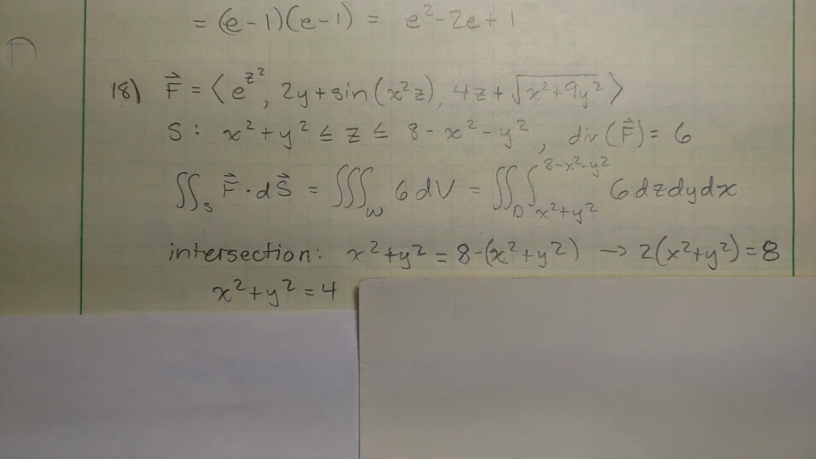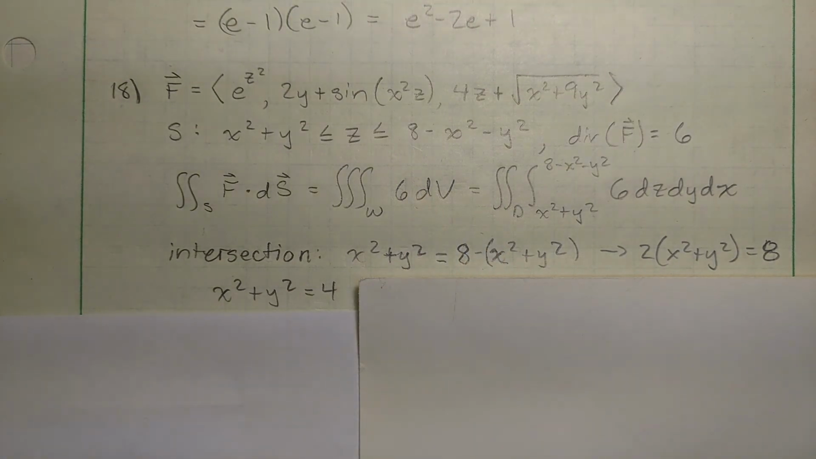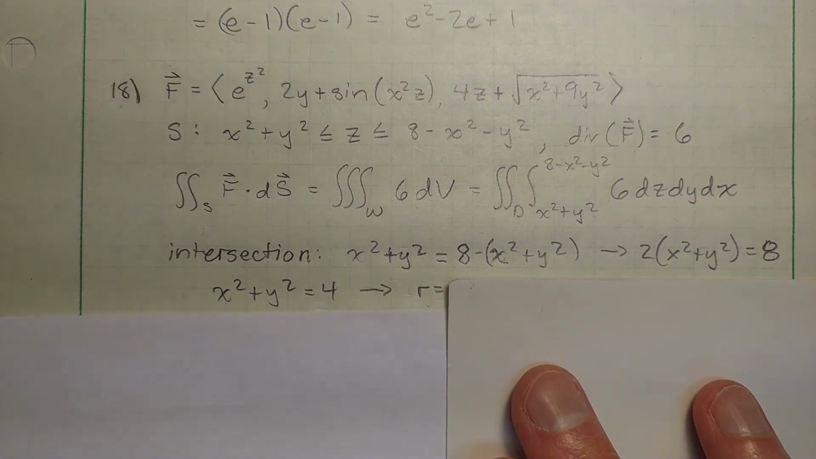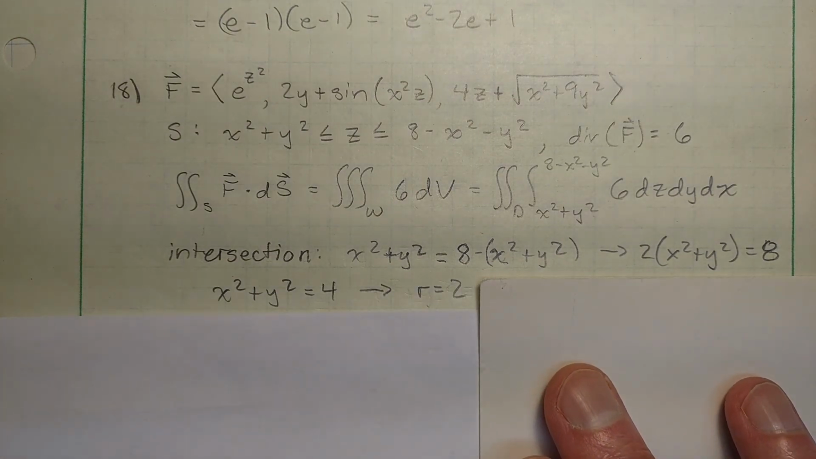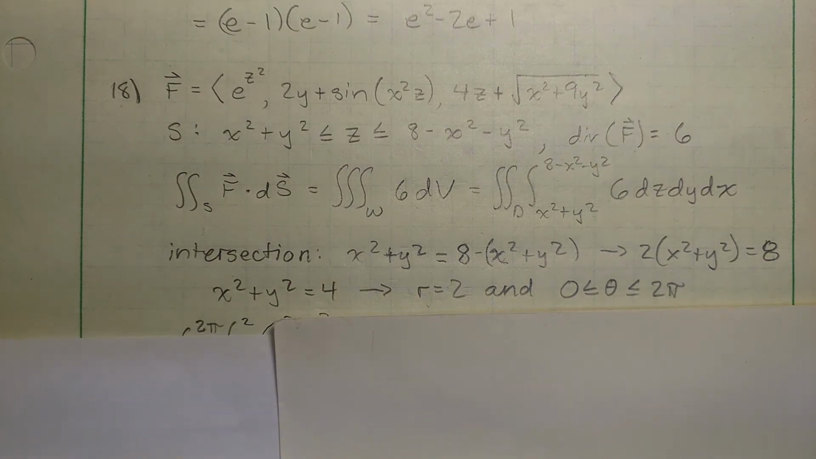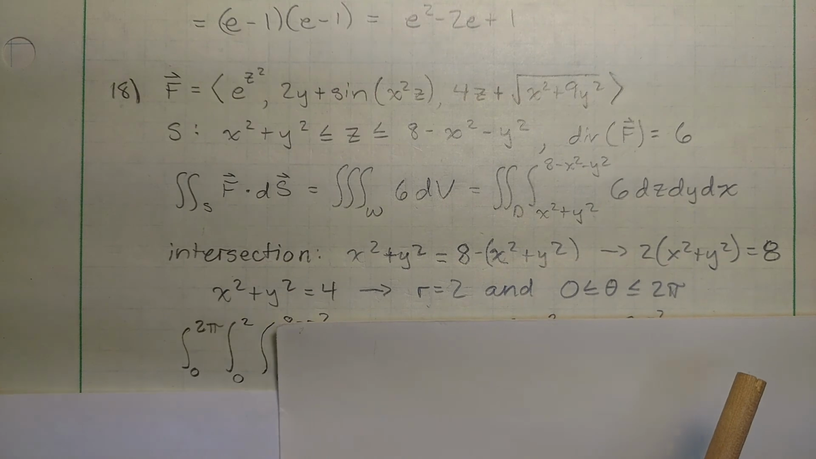But remember, I'm interested in volume. So it's not just the circle there, that's the intersection, but I'm interested in the area trapped inside of that. So I'm actually interested in that disk. In order to represent that disk, I know that my radius is 2 and my theta is going to go between 0 and 2 pi. So my theta goes between 0 and 2 pi, and my r goes between 0 and 2. Okay, this is the outer region of that.